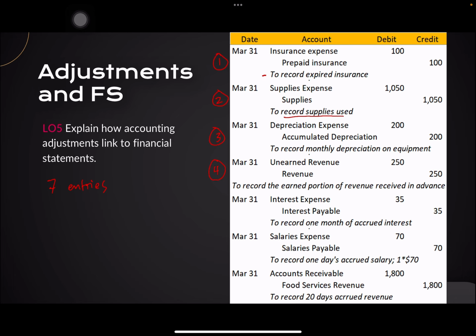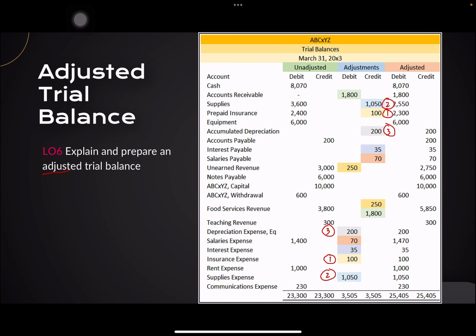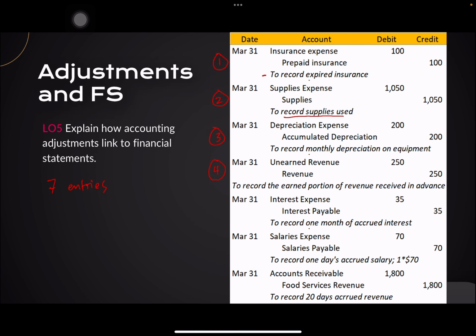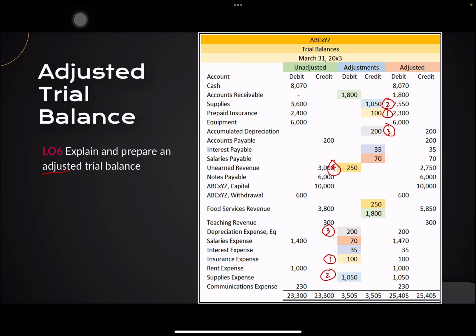So let's trace unearned revenue first. It's amounting to $250, so this will be shown on the liability side of the worksheet. So unearned revenue was decreased by $250. I have here number 4. And then our revenue increased by $250. So we have here number 4.